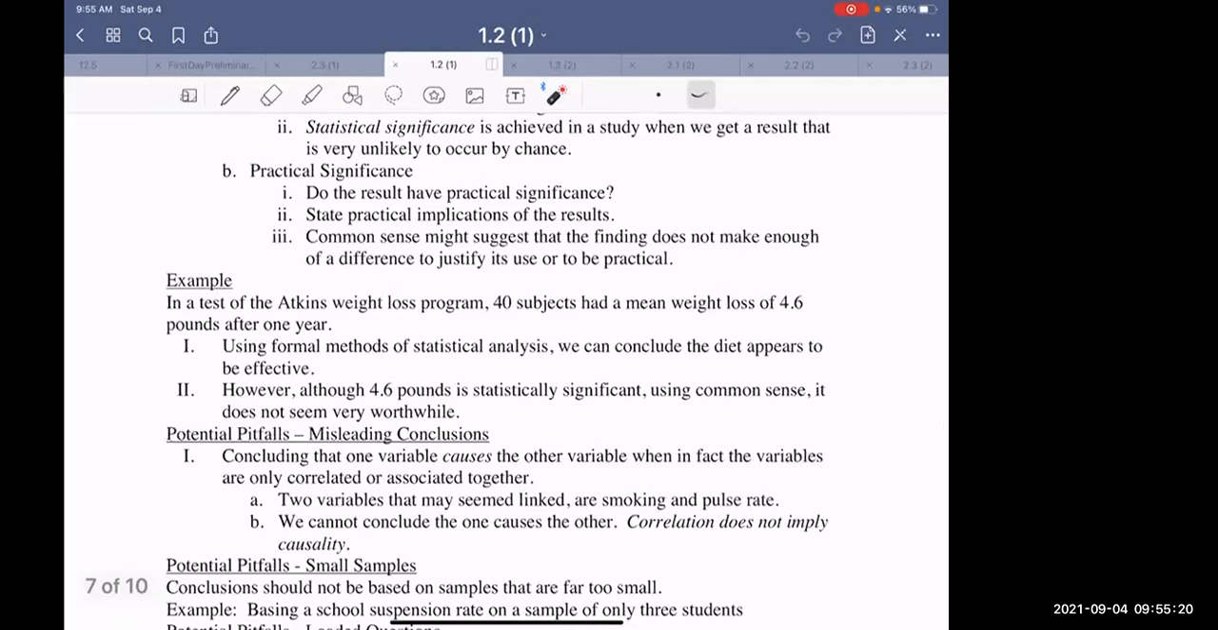Let me give an example. In a test of the Atkins weight loss program, 40 subjects had a weight loss of 4.6 pounds after 1 year. Using formal methods of statistical analysis, we conclude that diet appears to be effective. However, although 4.6 pounds is statistically significant, using common sense, it does not seem to be worthwhile.